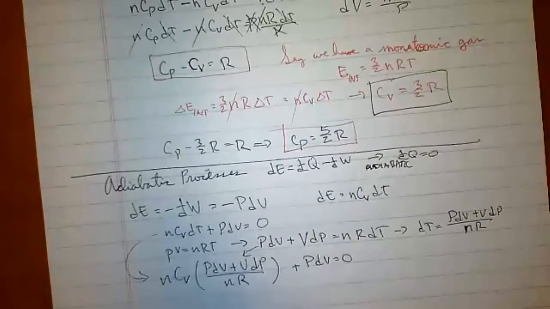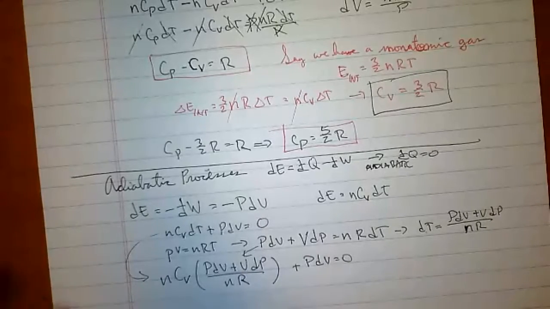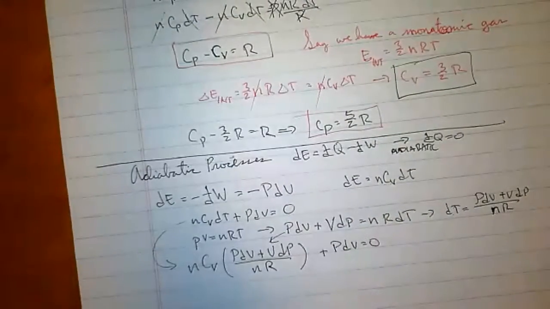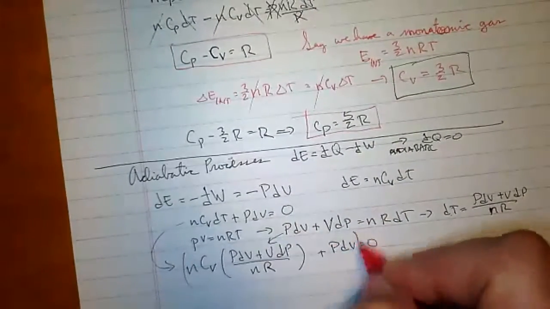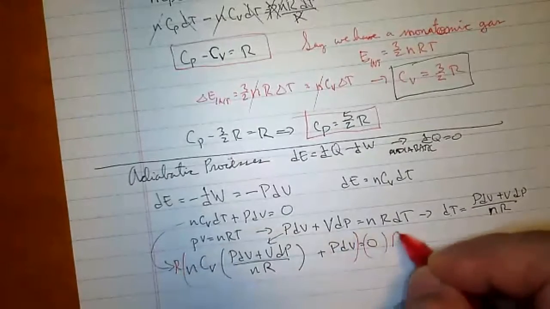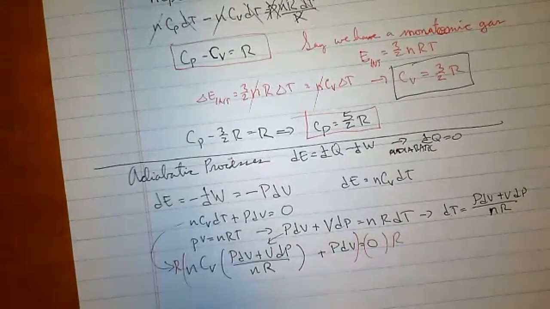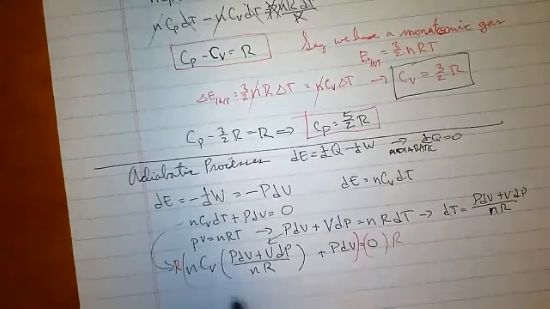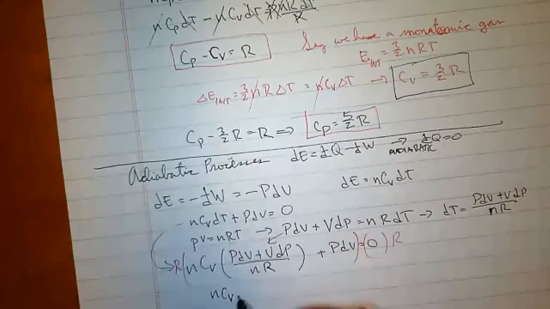Okay, again, this might not look so helpful to you, but you're going to see something come through in a second. Now what I'm going to do is multiply through by R with everything, and then distribute this. So I'm going to multiply both sides by R, which obviously for the right hand side is no big deal. That's still going to be 0. But when I do this, N Cv times P dV over N times R becomes N Cv P dV over N, but notice the R cancels out.